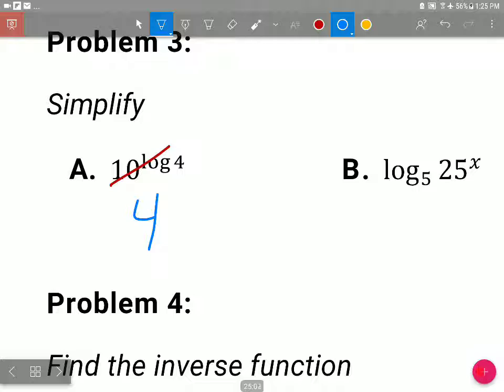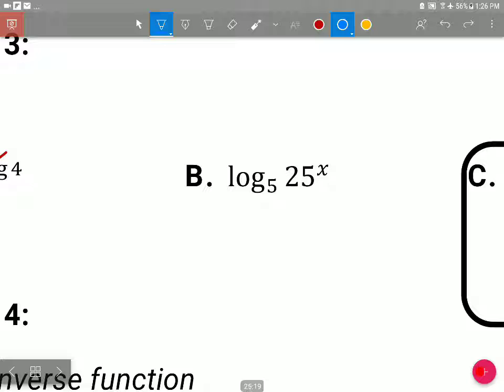Log base 5 of 25 to the x. Do you have the same base there? No, but 25 is 5 to the what power? 2. Not to the 5, squared, exactly. So I can rewrite that as log base 5 of 5 squared, and the x comes along for the ride. Cool? Because 5 squared is 25.